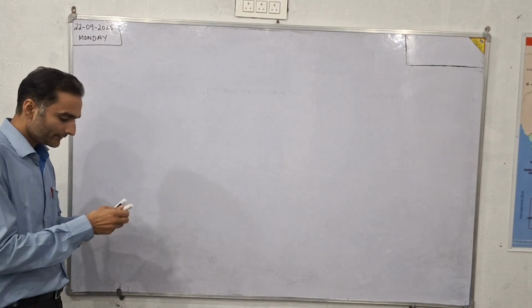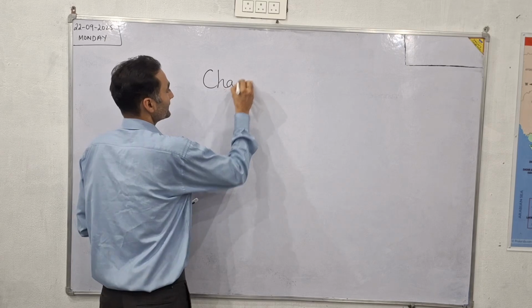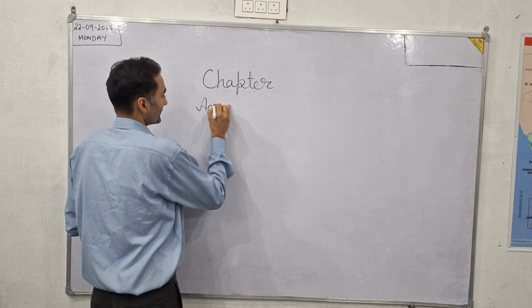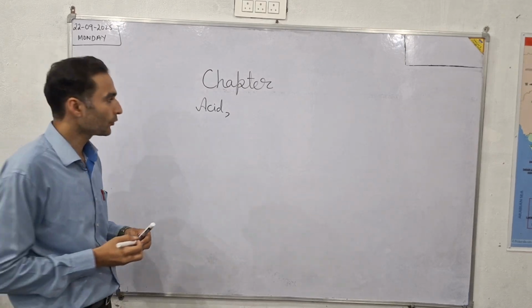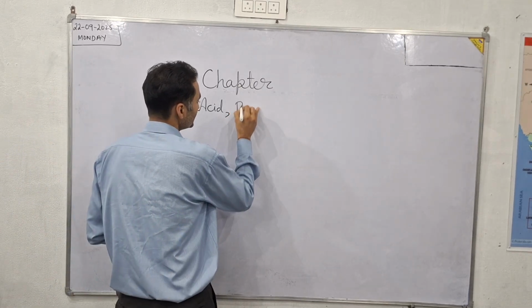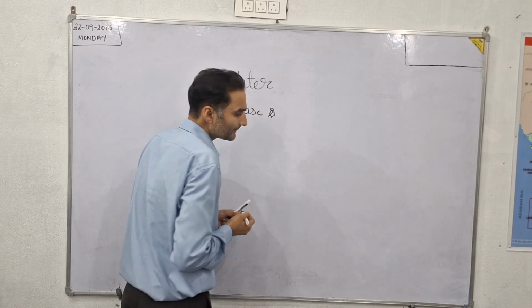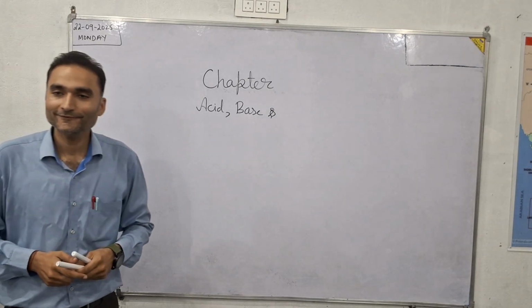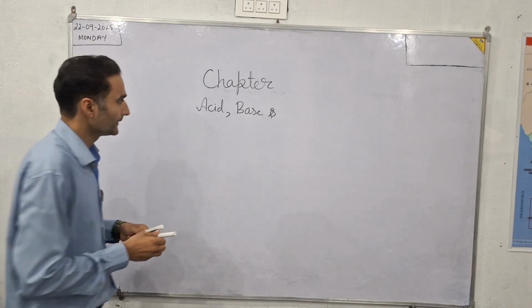Okay, so students, today we are going to start chapter number 2, that is acids, bases and salts. So first of all, what are acids? As I have told you, acids are the substances that are sour in taste and they change the color of blue litmus to red. Now what is litmus? Litmus solution is a purple dye that is extracted from lichen, a plant of Thallophyta division of plant kingdom.